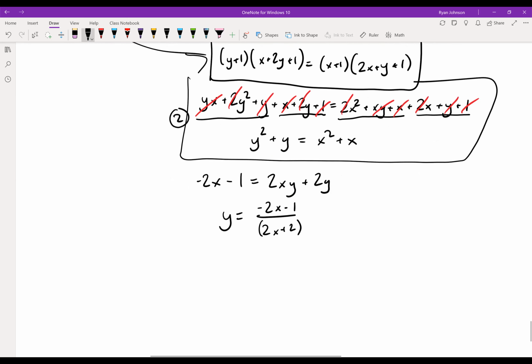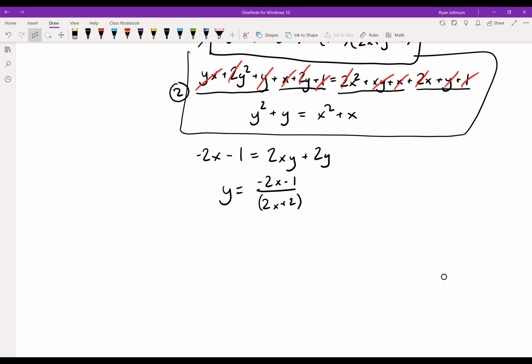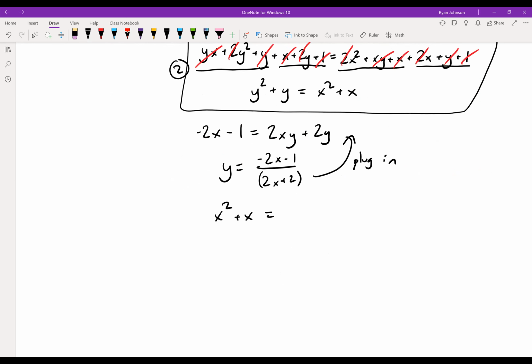And so then, plugging this in, y squared will be negative 2x minus 1 over 2x plus 2 squared, plus negative 2x minus 1 over 2x plus 2, equals x squared plus x.